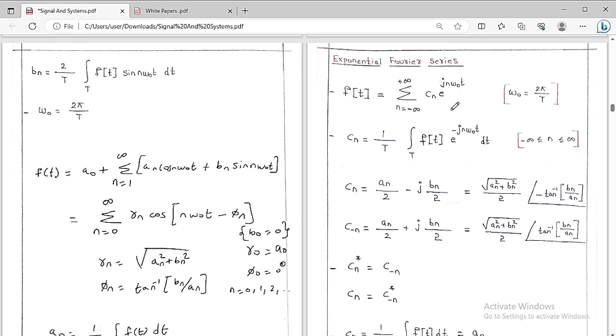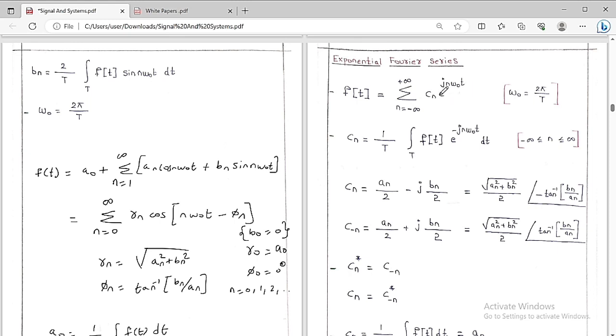So f of t is basically a periodic signal, right? But a periodic signal we can represent in the format of exponential terms, which is sigma n equal to minus infinity to plus infinity Cn e to the power of j n omega naught t, where omega naught is equal to 2 pi by T. So basically the signal f of t is a periodic signal, and we are going to represent it in the format of exponential terms, sigma n equal to minus infinity to plus infinity Cn e to the power of j n omega naught t.